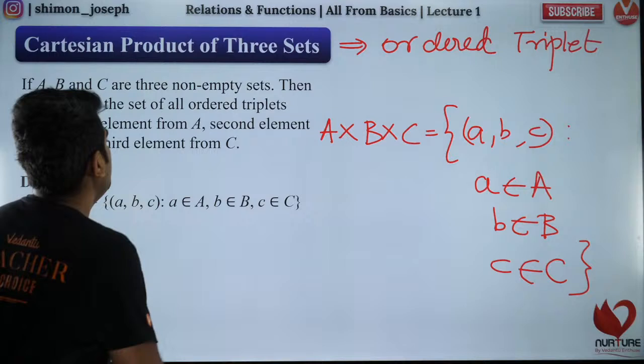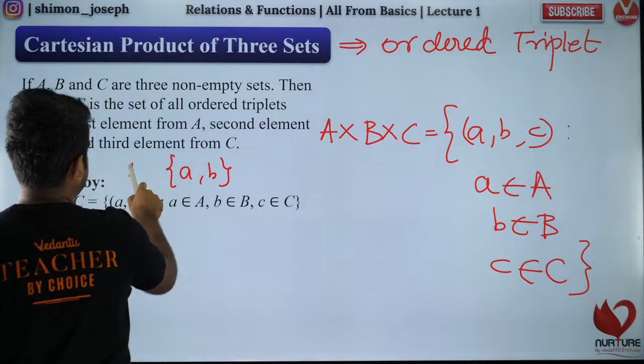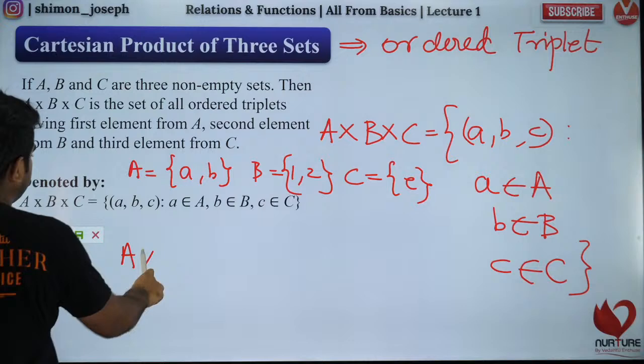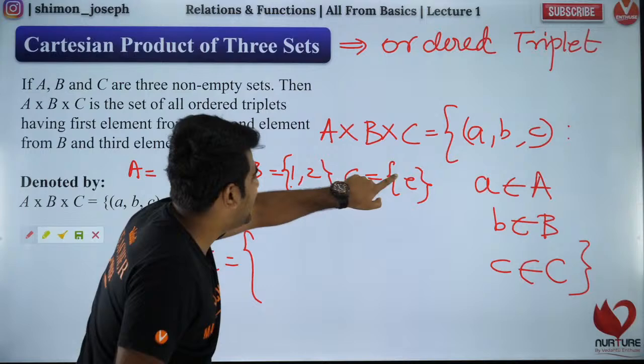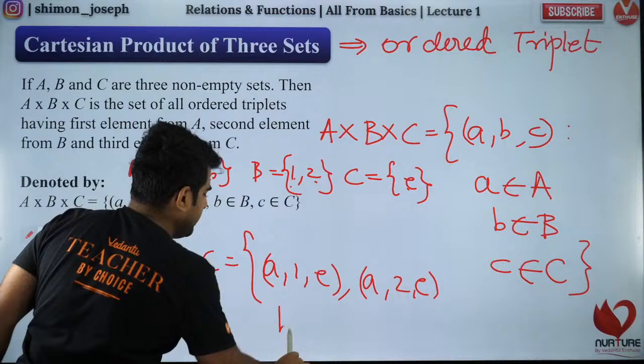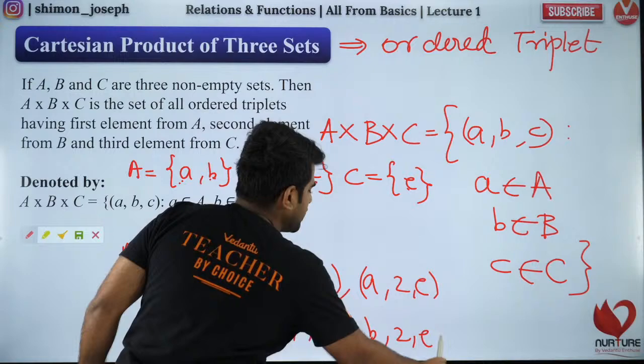So for example, let's say this is set A, with elements a1 and a2, and set B is 1, 2, and set C has one element, we'll say E. So what is A cross B cross C? It will be all the ordered triplets: (a1, 1, E), (a1, 2, E), (a2, 1, E), and (a2, 2, E). So that is going to be the set of all ordered triplets.